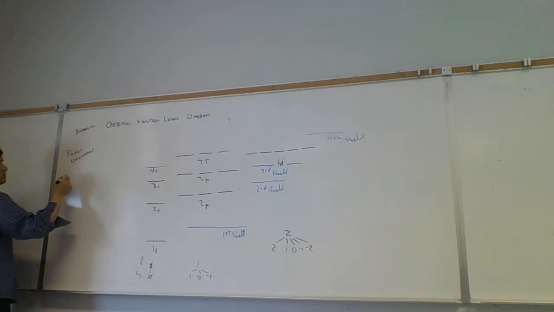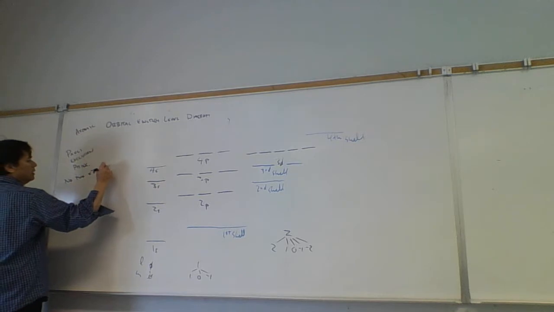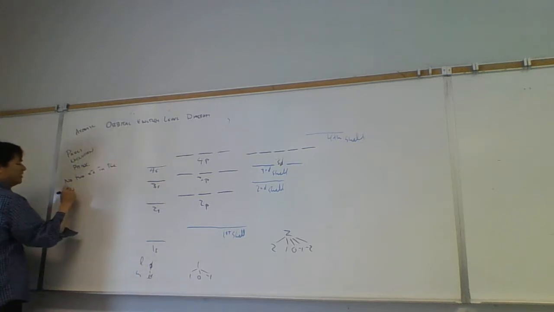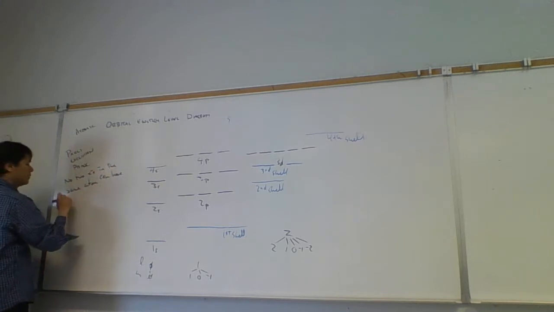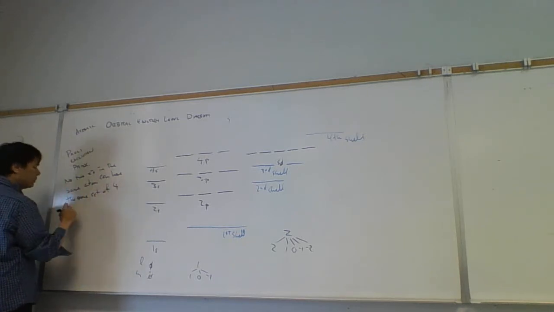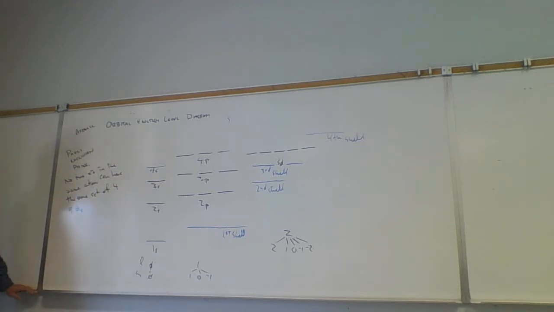The Pauli exclusion principle states that no 2 electrons in the same atom can have the same set of 4 quantum numbers. Did I talk about spin? The 4th quantum number?